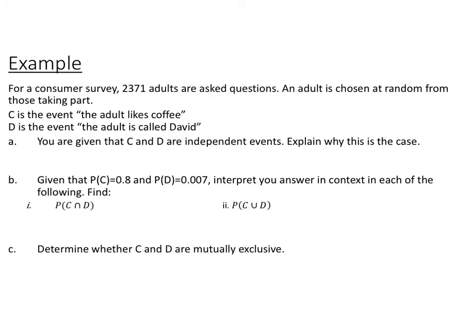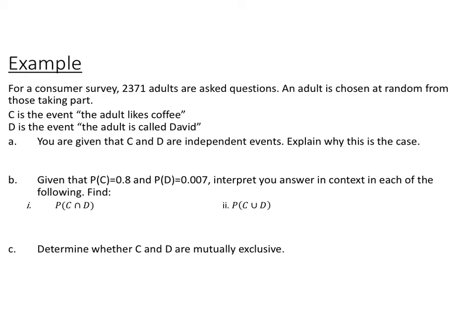So this next example, for a consumer survey, 2,371 adults are asked questions. An adult is chosen at random from those taking part. Event C is the event that the adult likes coffee, and event D is the event that the adult is called David. So you're given that C and D are independent events. So we're told that. Explain why this is the case.